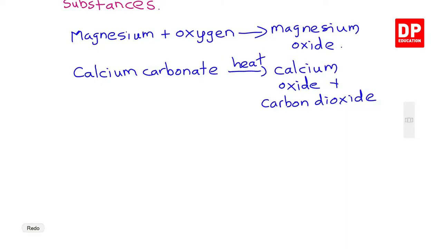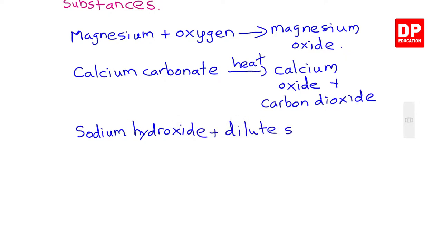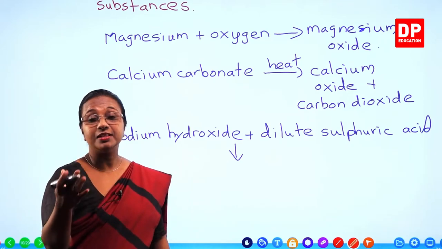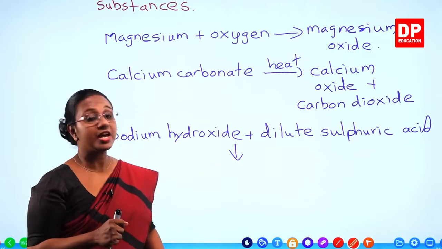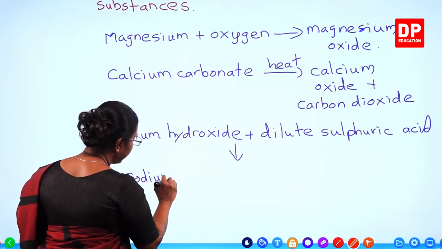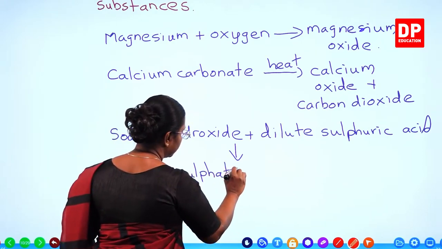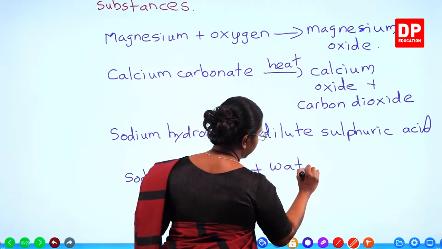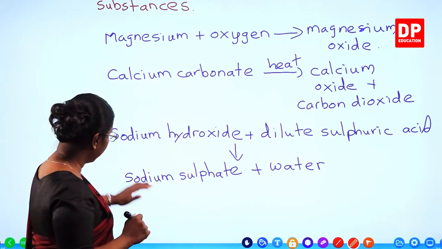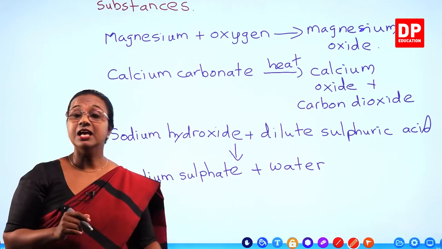Then we had the next one, sodium hydroxide plus dilute sulfuric acid. So from this, now I told you all students, I didn't tell you all the products or whatever the new substances are formed. Here when sodium hydroxide reacts with dilute sulfuric acid, there is the formation of sodium sulfate and water. So here you can see two existing substances, sodium hydroxide and dilute sulfuric acid. Two new substances are formed, sodium sulfate and water.